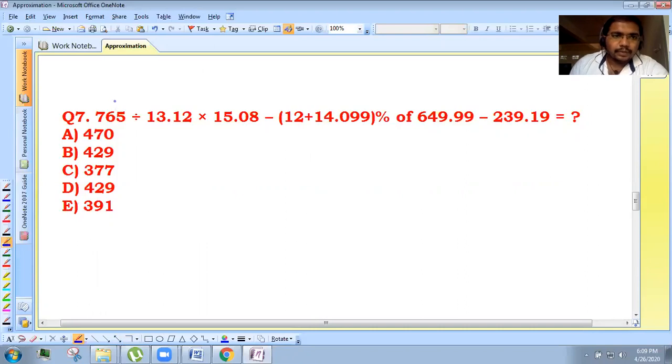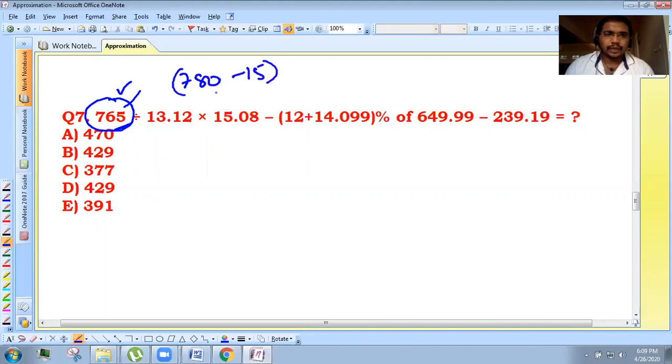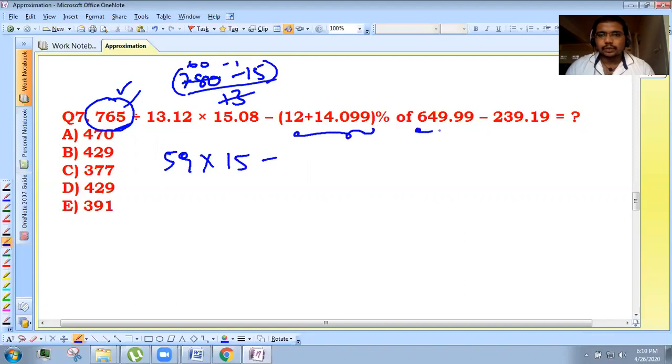Okay, let me tell you, this is 765. Don't see this as 765, because this number is divided by how much value? 13, approximately 13. Then try to take this number as multiples of 13. 13 6s are 78. Then 780 minus 15. In your mind, assume like this. Then in this number, 13 cancel, in the sense you can do it very easily. 13 how many times cancel? 60 minus 1, 59 into 15, minus this is 26 percentage of 650.